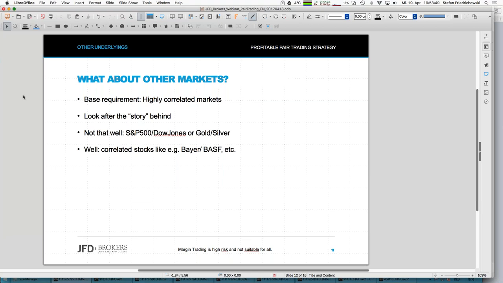I know from experience that, for example, pair trades on S&P 500 versus Dow Jones or even gold and silver do not work that well because the story, that's my opinion, is not good enough. Even for gold and silver, the story is not really perfect. In principle, the two prices have a correlation. But think about the use of gold and the use of silver.